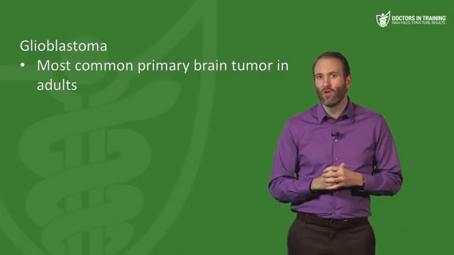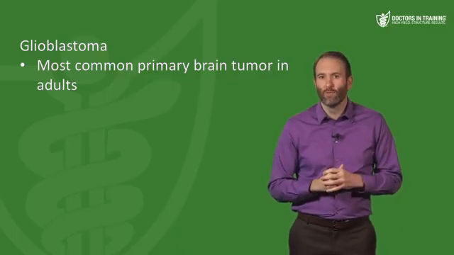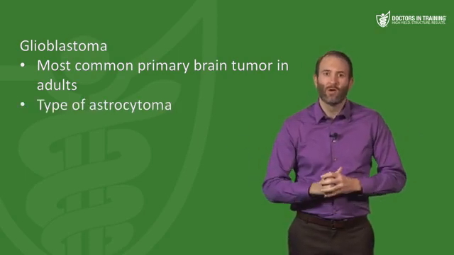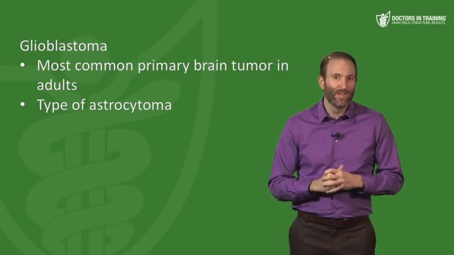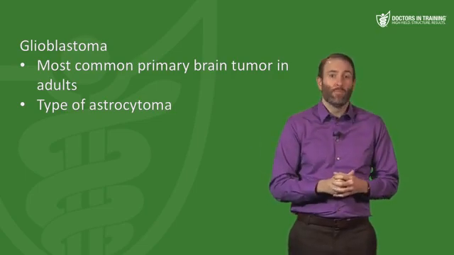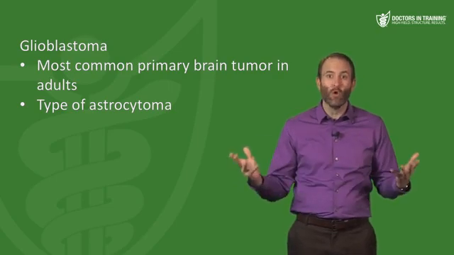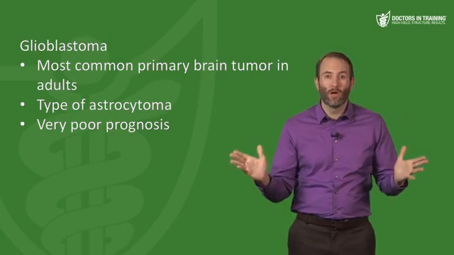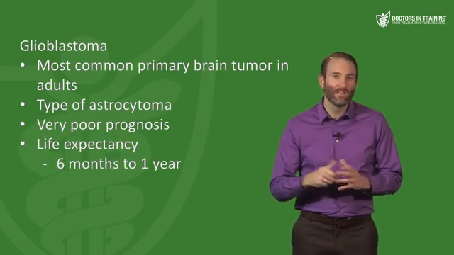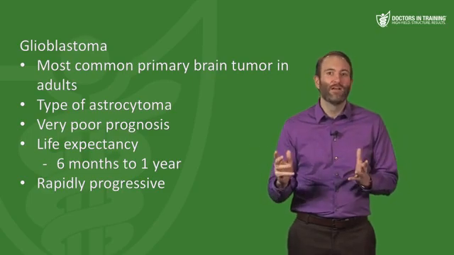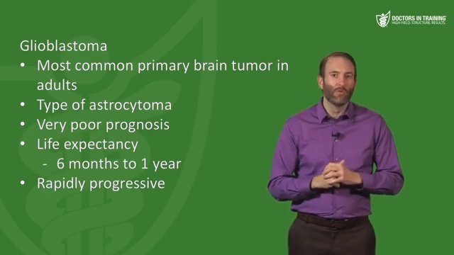So first we have glioblastomas. So glioblastomas are the most common primary brain tumor in adults. It is a type of astrocytoma. So astrocytes are some of the most abundant cells in the brain, and they provide support to neurons and they help form the blood-brain barrier. Well, these can become cancerous, unfortunately, and they cause glioblastomas. And again, unfortunately, this has a very poor prognosis. Good thing to remember here. The life expectancy is anywhere from about 6 months to a year. It is rapidly progressive. In fact, Ted Kennedy actually had a glioblastoma.